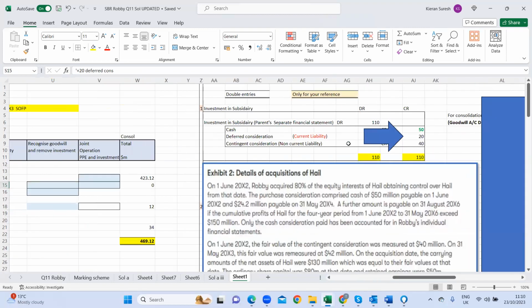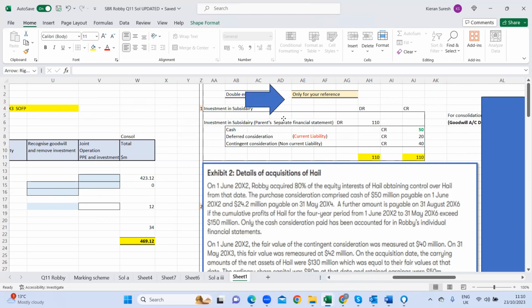So the next entry is the contingent consideration. What is the double entry for this? We would debit the investment in subsidiary account, and the credit is going to be the contingent consideration. I would correct this double entry in a minute, because we are trying to get the right amount that needs to appear in the individual financial statements first.